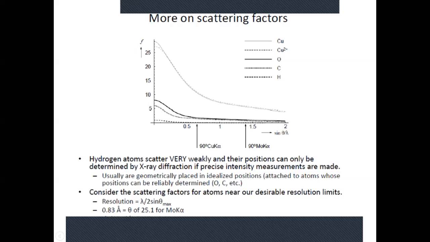And in general, hydrogen atoms scatter very weakly. So even with copper radiation, it's hard to identify where hydrogen atoms are. That's why you need precise intensity measurements.